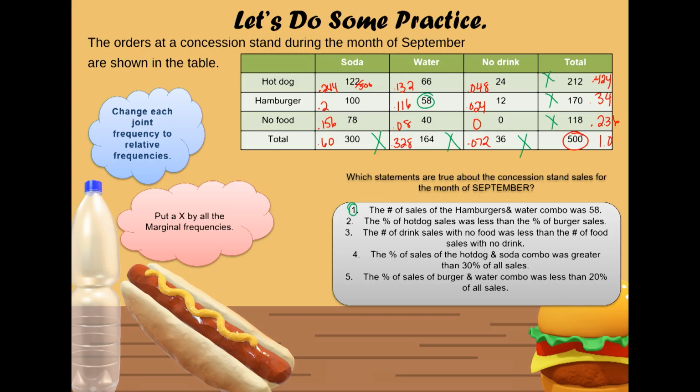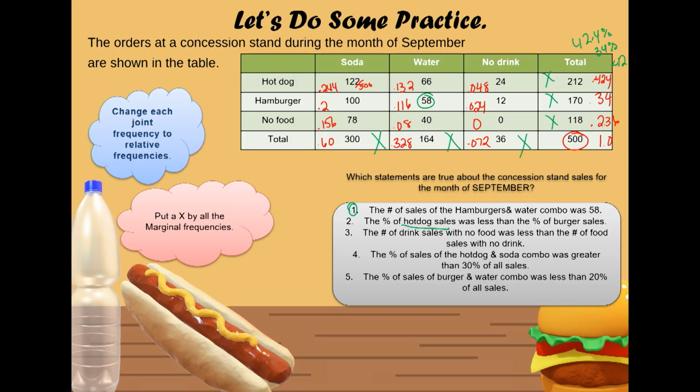All right, number 2, the percent of hot dog sales was less than the percent of burger sales. Well, let's see. Hot dog sales, which when we turn this into a percentage would be 42.4. And then when you take the burger sales and turn that into a percentage, which is 34%, so it says that the hot dog sales was less. That is not true.